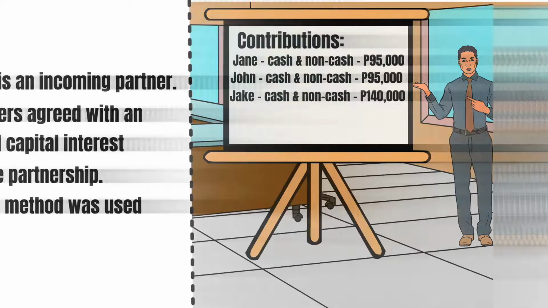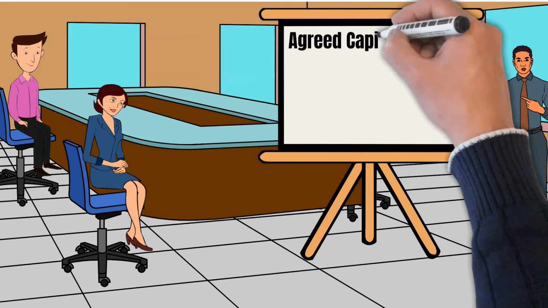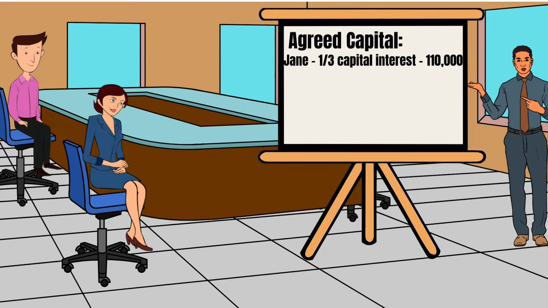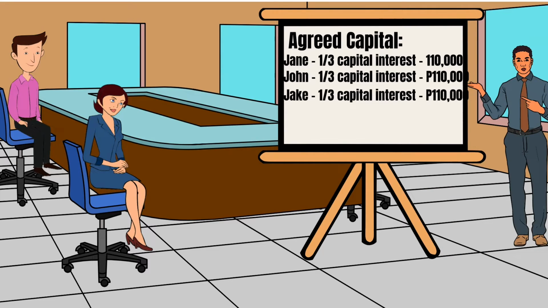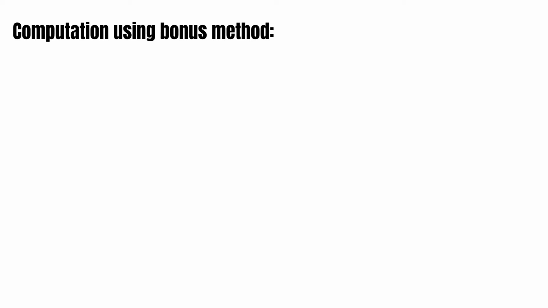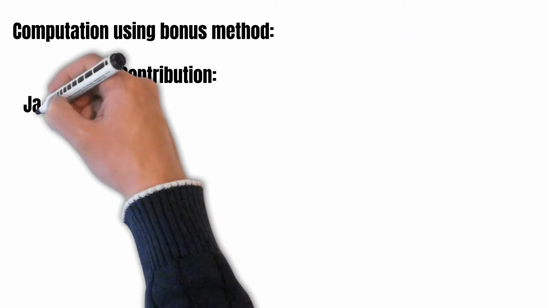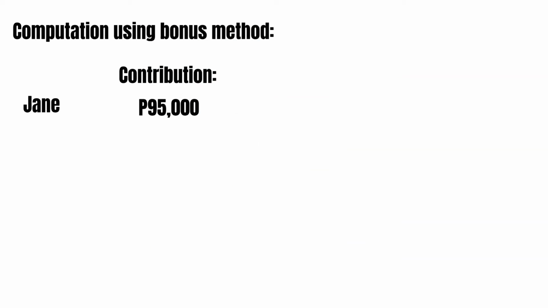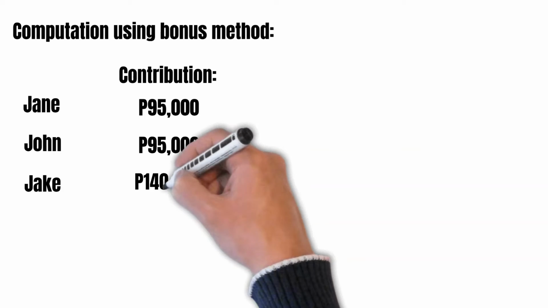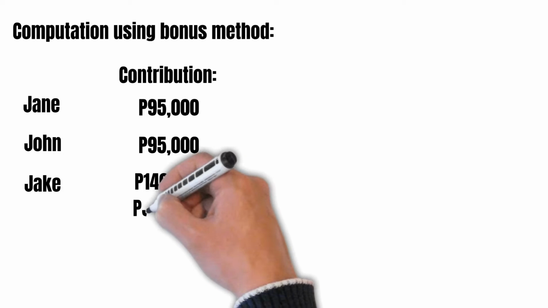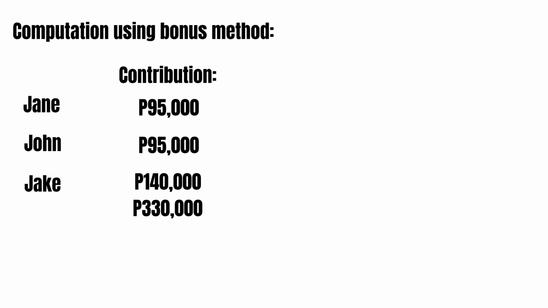Bonus method is used. Agreed capital: Jane, John, and Jake will have 1/3 capital interest equivalent to 110,000 pesos. Computation using bonus method. Contribution. Jane contributed 95,000 pesos. John contributed 95,000 pesos. Jake contributed 140,000 pesos, for a total of 330,000 pesos contributed capital.